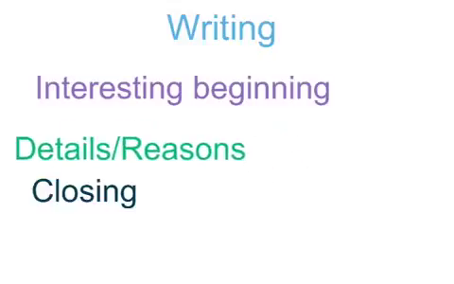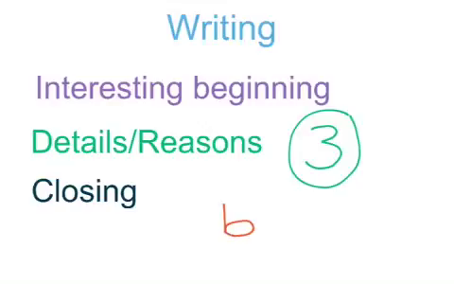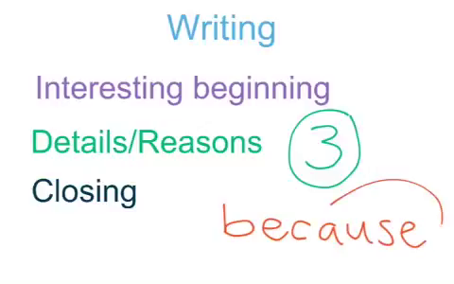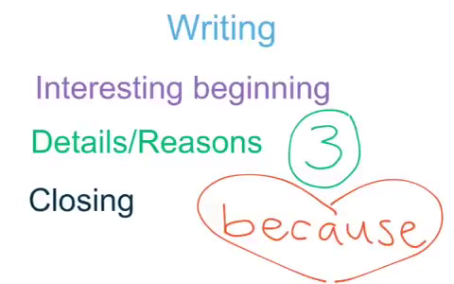Details and reasons. When writing an opinion piece, we require in first grade that they have 3 reasons. The favorite first grade word, because, comes in handy for opinion writing. If they're writing about their favorite season, for example, they might say, "I like fall because," or "winter is my favorite because." And the last thing we're working on is a closing.